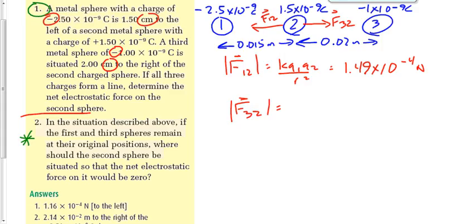Dom, do you have the value of F32? 10 to the negative 5 newtons. Agree with that? Yep. All right, so now we got to add them up.